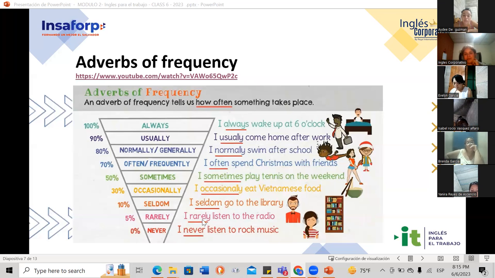Yes, rarely and seldom. Seldom, rarely, okay? Very good. Good job here. Someone else who wants to practice? ¿Quién más quiere practicar?